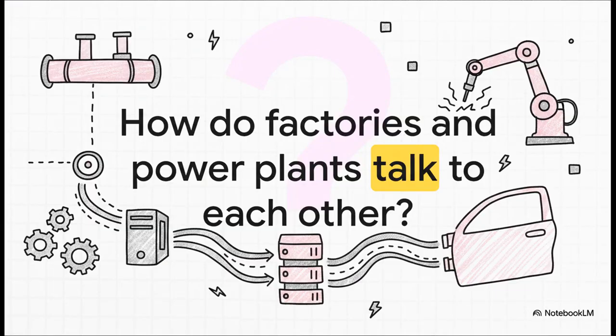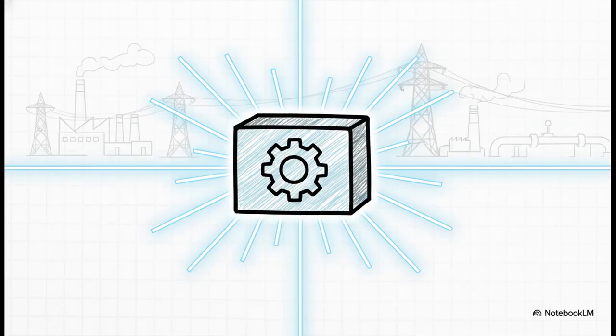So, have you ever stopped to wonder, how does all that stuff actually work? How does a sensor way out on a pipeline tell a computer, hey, the pressure just dropped? Or how does a giant robotic arm know the exact moment to weld a car door shut? How do they all talk to each other? Well, the answer is kind of surprising.